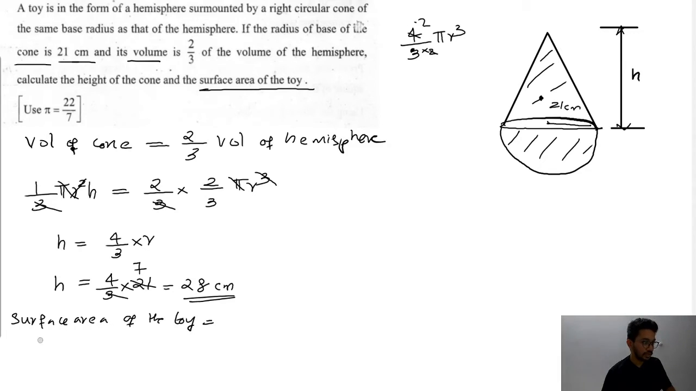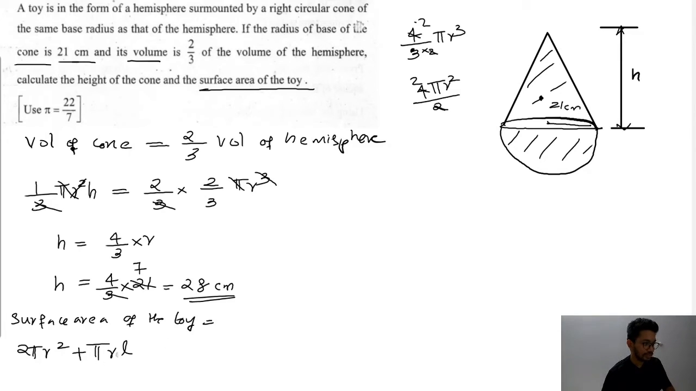Surface area of the hemisphere is 2 pi r square, right? The total surface area of a sphere is 4 pi r square, and it's a hemisphere, so its surface area will be half, which is 2 pi r square. So the surface area of a hemisphere is 2 pi r square plus the surface area of a cone. Surface area of a cone, we know, is pi r l.